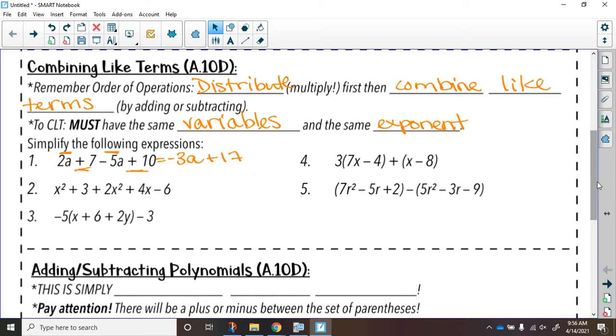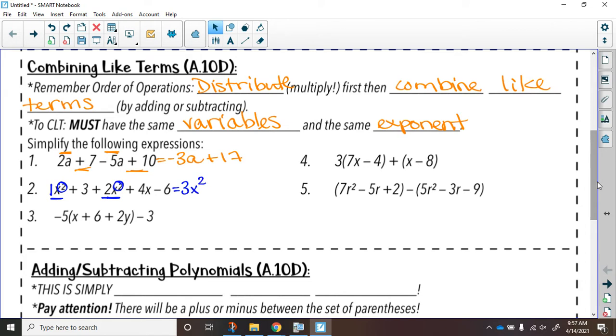For number 2, I have different variables and some numbers. So I'm going to look for my x squareds first. Again, your variable needs to match along with your exponent. They both have an x, and they both have an exponent of 2. The one up front, the plain x squared, that is a 1. So 1 plus 2 gives us 3x squared.